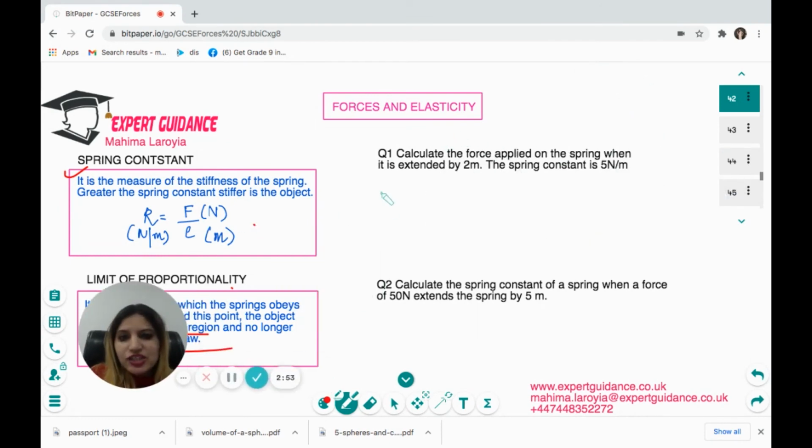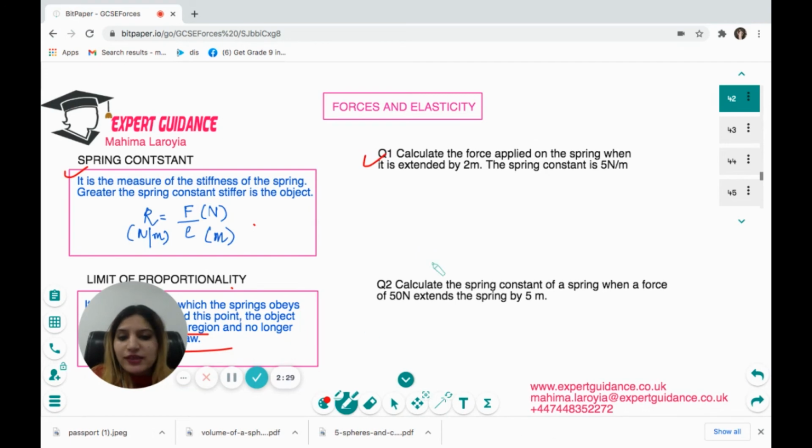Now let us look at two examples. First, calculate the force applied on a spring that is extended by 2 meters, where the spring constant is given to you. In the second question, they ask you to work out the spring constant when the force is 50 newtons and the spring is extended by 5 meters. Remember to take care of the units: the distance has to be in meters in all of them.